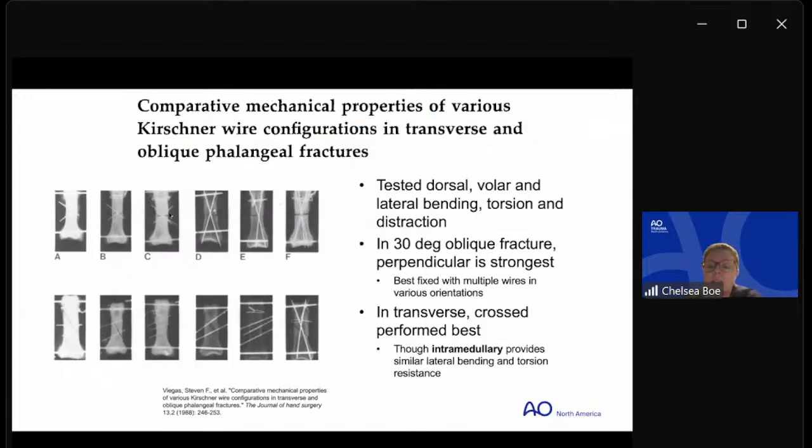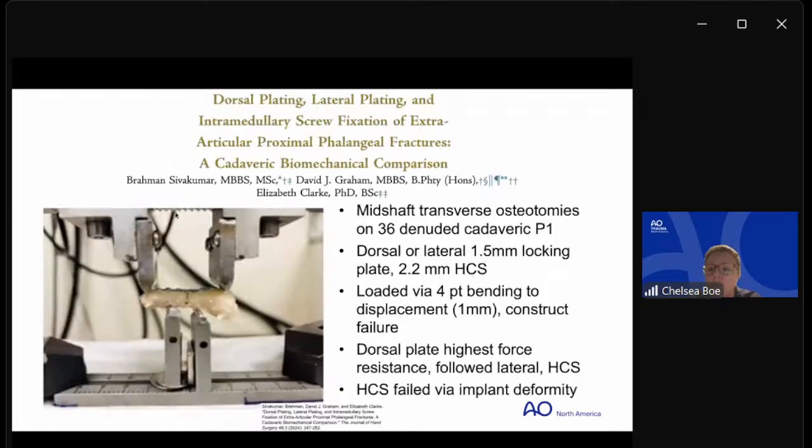In reviewing the data specific to the proximal phalanx, which is of course the most common phalangeal fracture, similar patterns appear. There's things we know, as Dr. Mezera said, that perpendicular fixation, those perpendicular lag screws, is quite strong and is the strongest for oblique fracture patterns. For transverse fracture patterns, crossed wires demonstrated best resistance overall, but intramedullary fixation with K-wires achieved similar lateral bending and torsional resistance. And remember, this is K-wires, not screws.